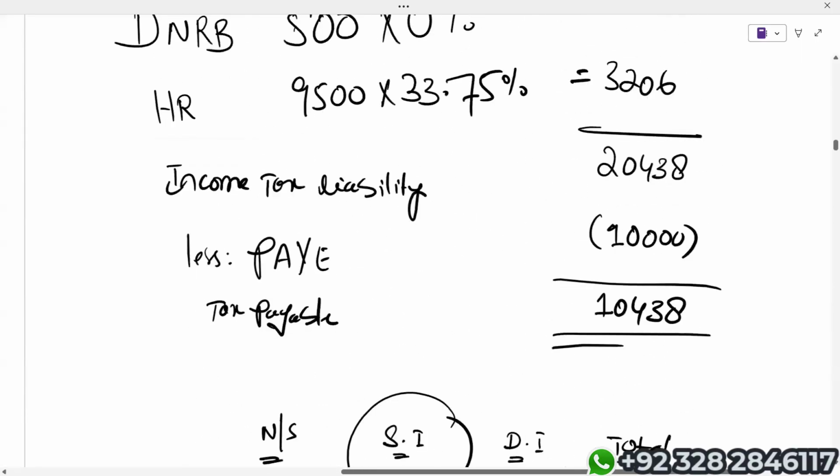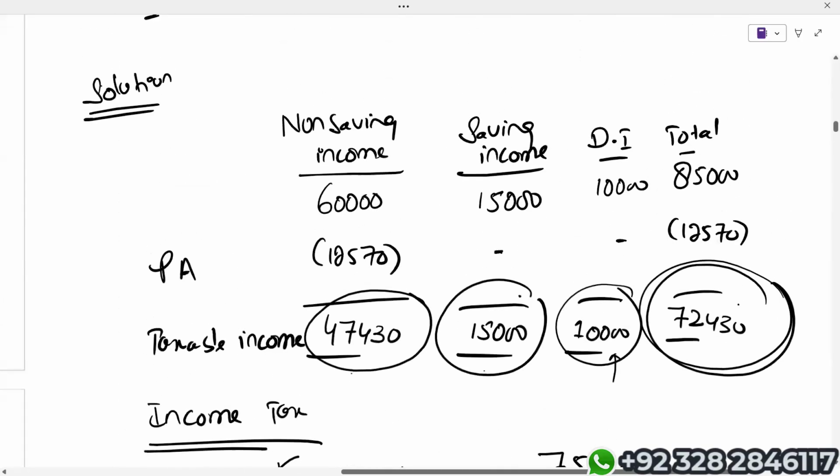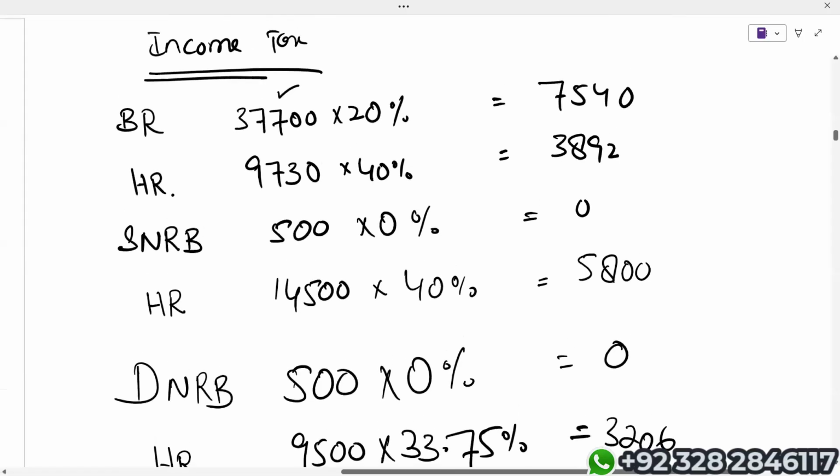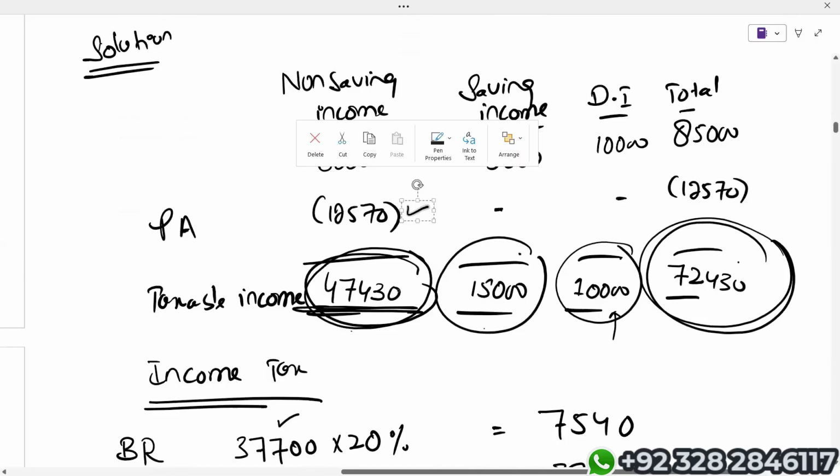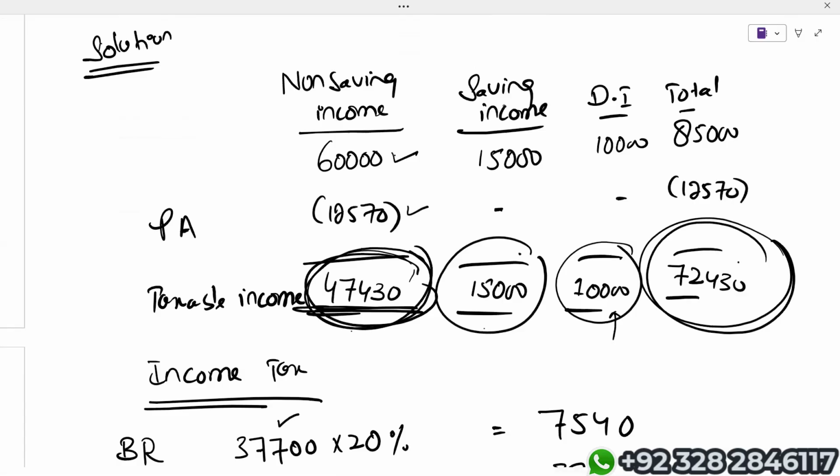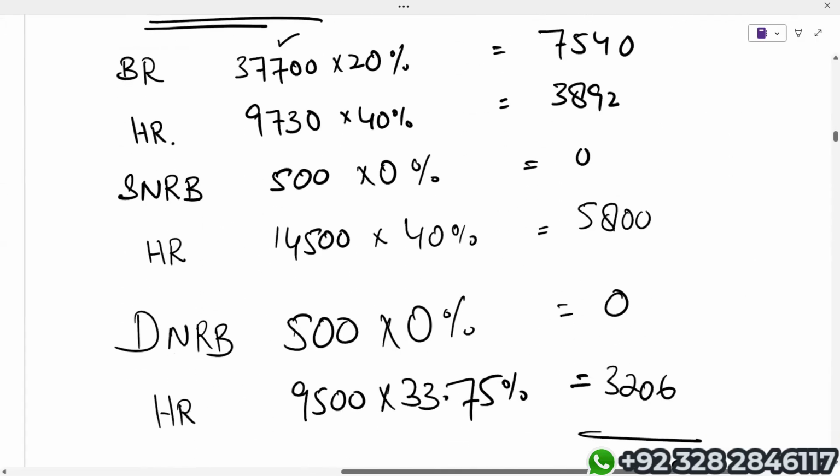Now look at this question. Non-saving is 60,000. We deducted the personal allowance. Look at the answer. Taxable income is more than £5,000. That is why while solving the entire question, I did not discuss anything relating to starting rate band. Why? Because the taxable income in the column of non-saving is more than £5,000. So whenever you are solving a question where taxable income is more than or equal to £5,000 in the column of non-saving, then starting rate band will not apply.